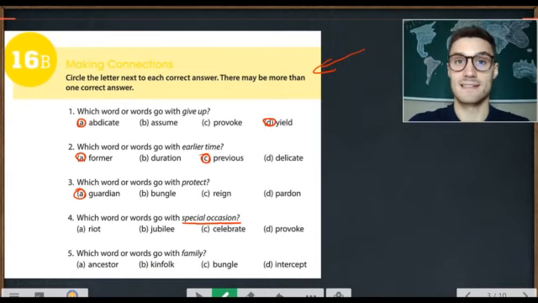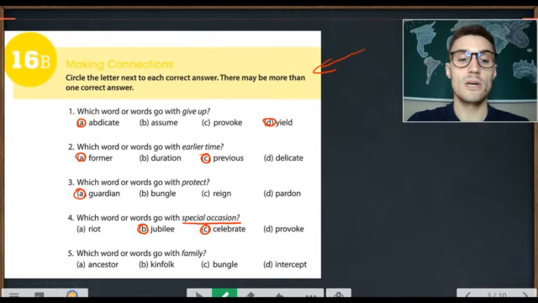Question 4. Which word or words go with special occasion? A, riot, B, jubilee, C, celebrate, D, provoke. I can see 2 correct answers. Which word or words go with special occasion? B, jubilee, a celebration, or an anniversary celebration rather, of something that is 15 years or older. C, celebrate.